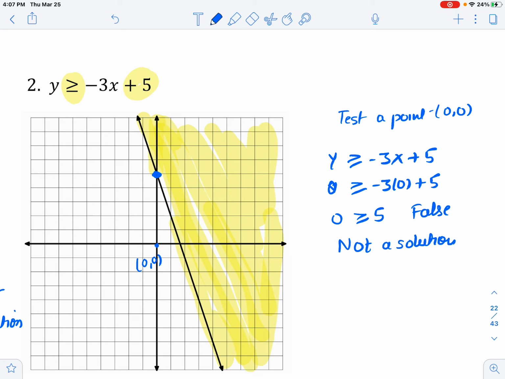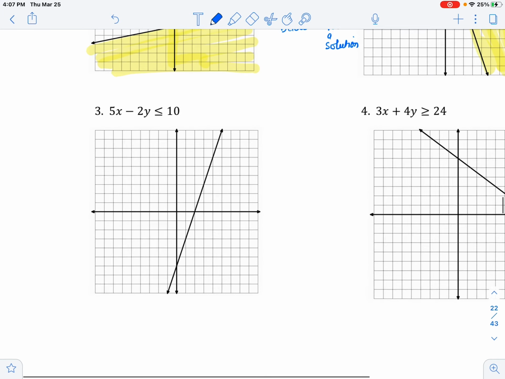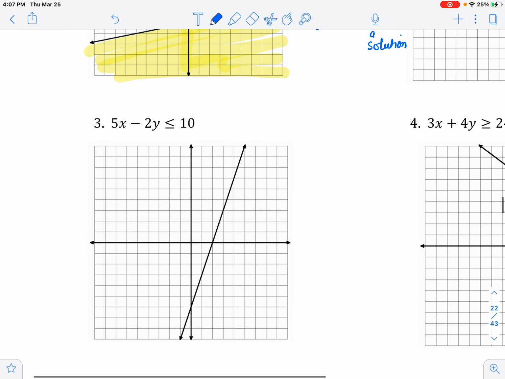If it is not a solution, it means this part, the white portion of the graph, I don't have to shade. I have to shade on this side, that's above. You can always use testing a point. So I'm just giving you the answer for the third one. For the third one, here is what we need to do.